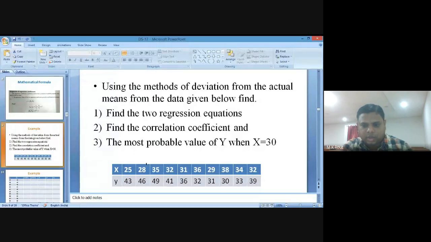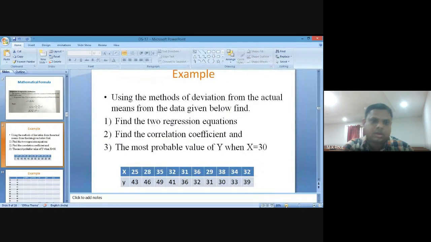Let's solve an example. In this example, using the method of deviation from the actual mean from the data given below, find the two regression equations, find the correlation coefficient and the probable value of y when x equals 30. Here the x variable is 25, 28, 35, 32, 31, 36, 29, 38, 34, and 32 respectively. For the y variable, we have 43, 46, 49, 41, 36, 32, 31, 30, 33, and 39. Just note down this data.